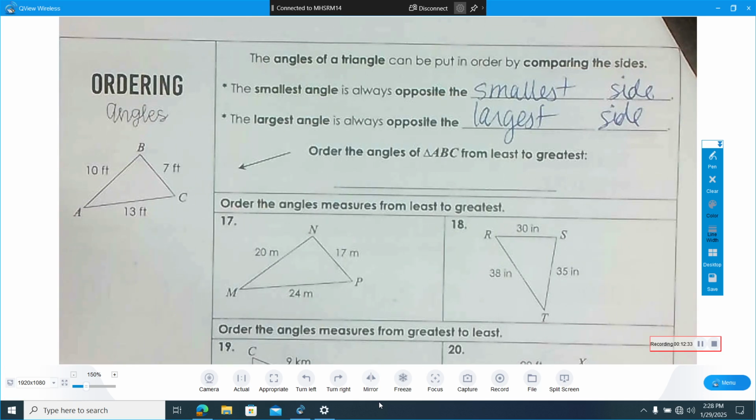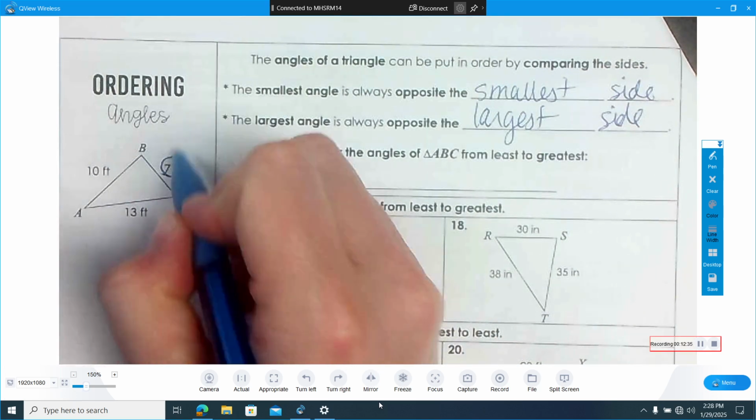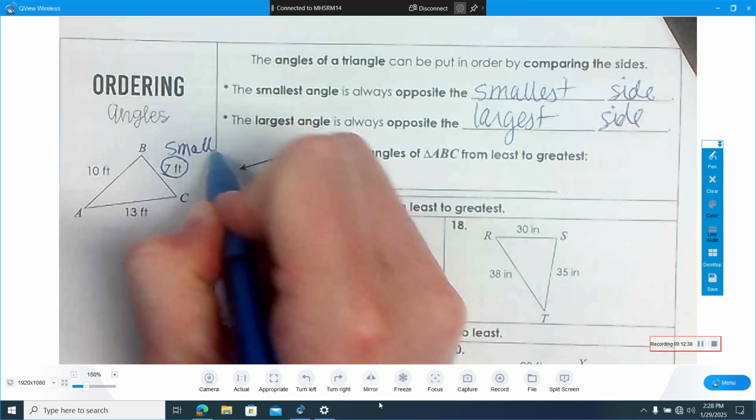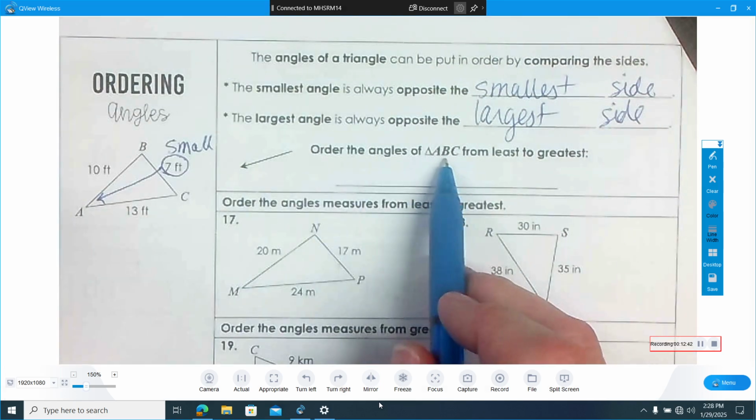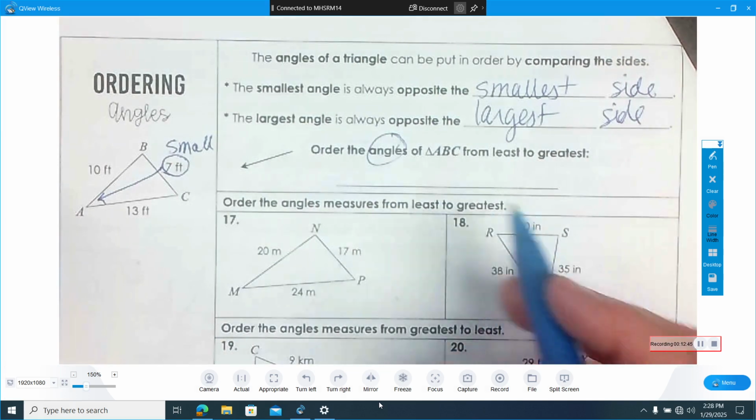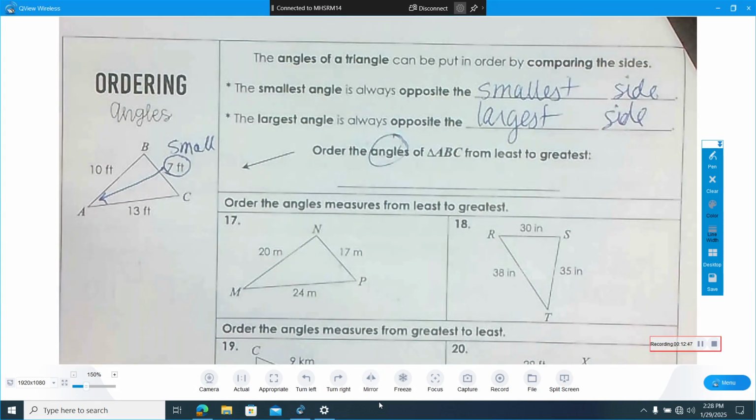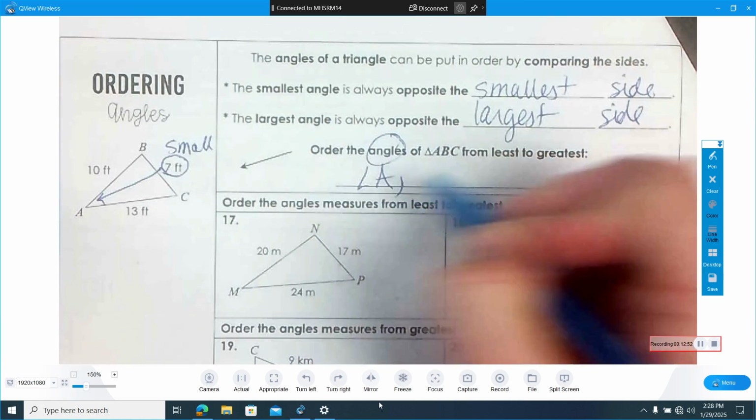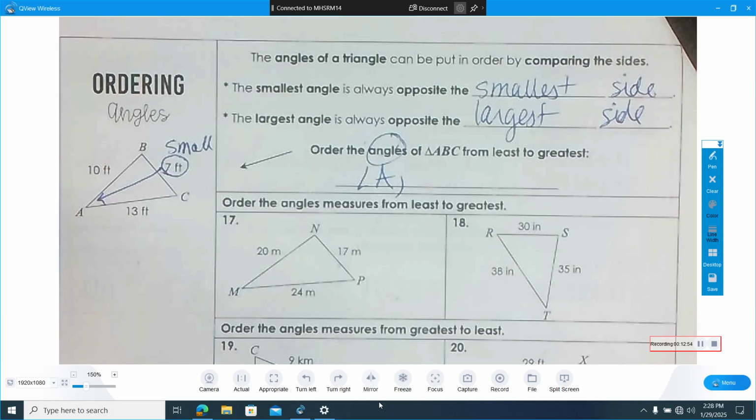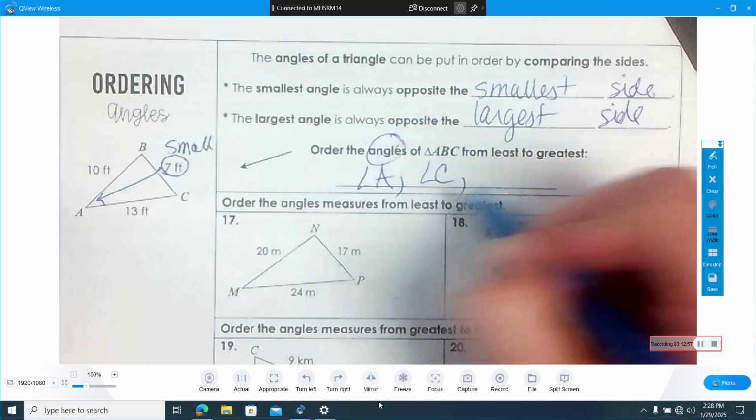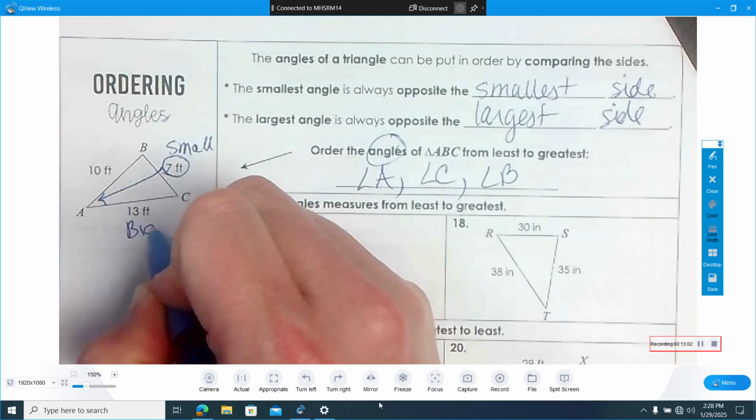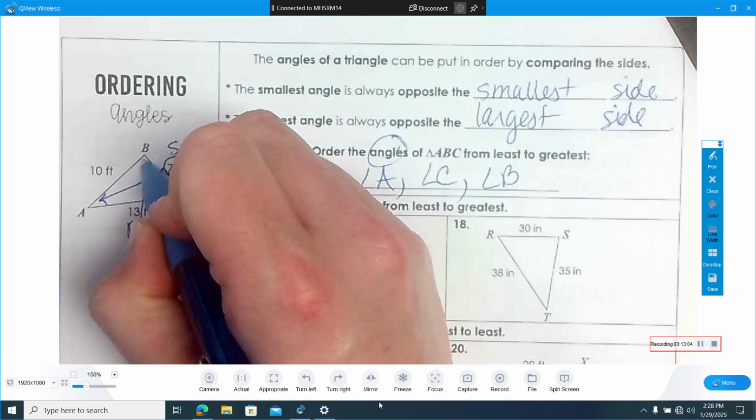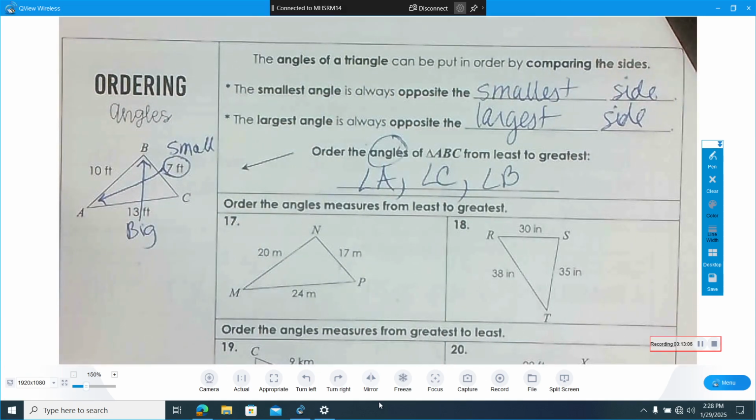Here I have my smallest side, and that's going to be opposite the smallest angle every single time. So we want to order the angles from least to greatest. What's the smallest angle? Angle A. What's the next smallest angle? Angle C. What's the biggest angle? Angle B. We've got our biggest side at 13, opposite the biggest angle. Okay.